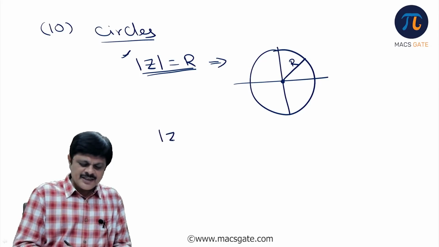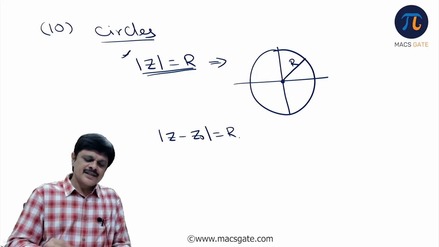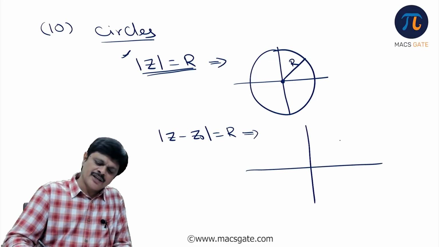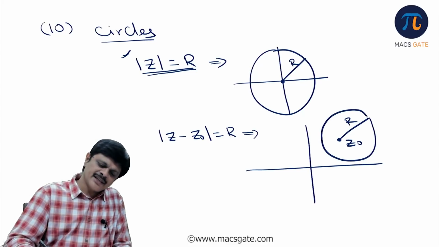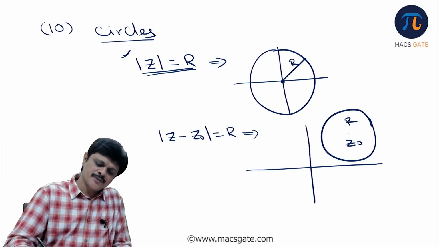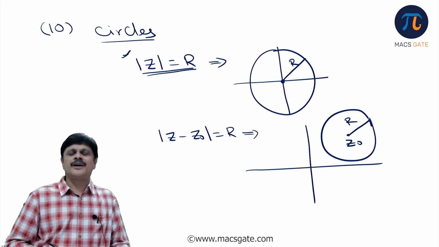Next circle is mod z minus z naught is equal to r. This is a circle which is having center at z0 and radius equal to r. So this is the circle. Am I clear? Center at z0 and radius equal to r.